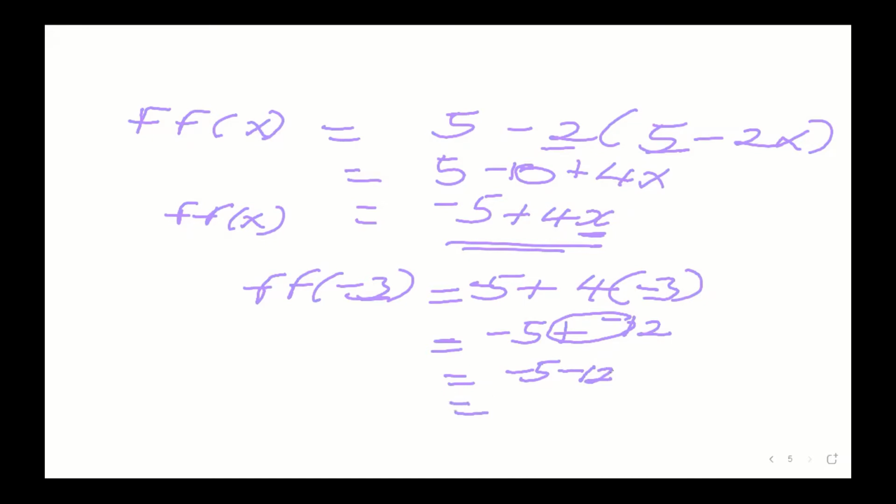You're having -12 minus 12, -5 minus 12. You expect the debt to be increasing. Therefore, you get -17. You come here and conclude. Therefore, f circling f of -3, it will give you what? -17. That was part A. Now we are going to part B.